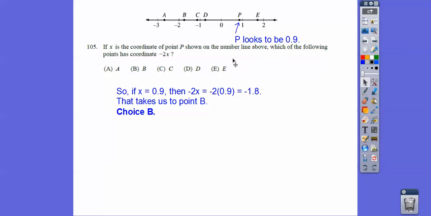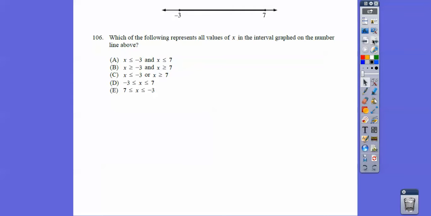So when I multiply it by negative 2, because this is x right there, so if x is 0.9, then negative 2x is negative 1.8. This number looks like it's negative 1.8, so it's coordinate B right there. Which of the following represents all the intervals in the graph right there? Well, that's negative 3 is less than x, which is less than or equal to 7, so choice D.